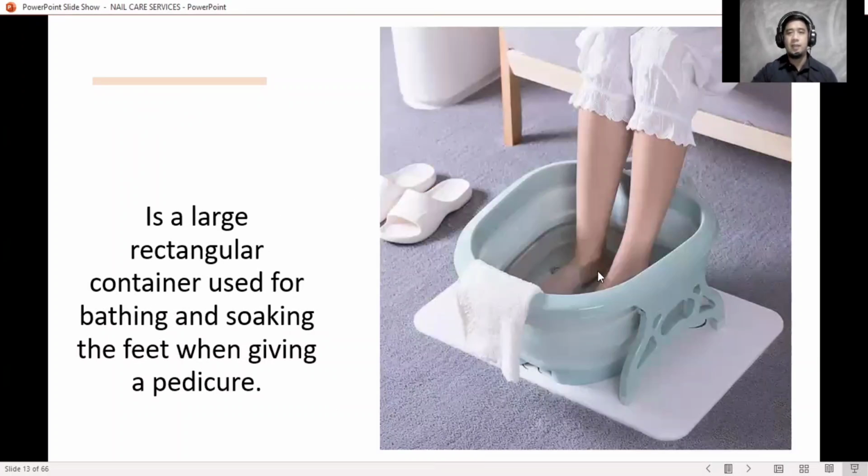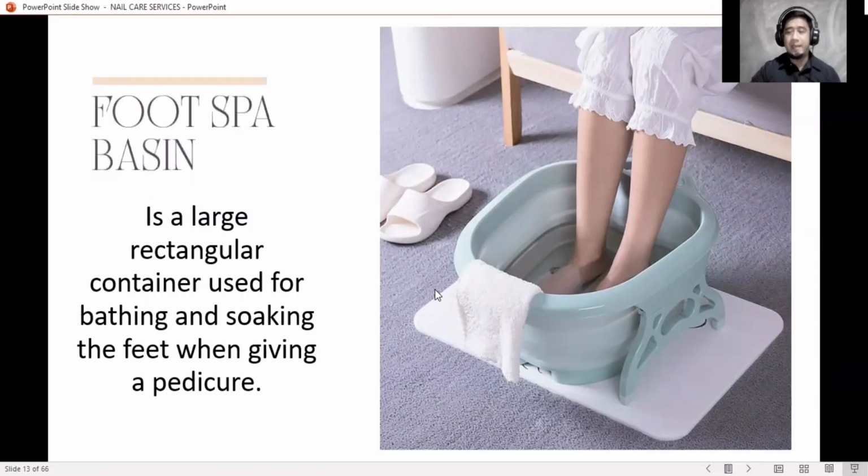Next, we have this one. It is a large rectangular container used for bathing and soaking the feet when giving a pedicure. Dyan natin binababad yung mga paa natin when we're going to have pedicure. And this one, we call it Bootspa basin, because we use that for Bootspa.